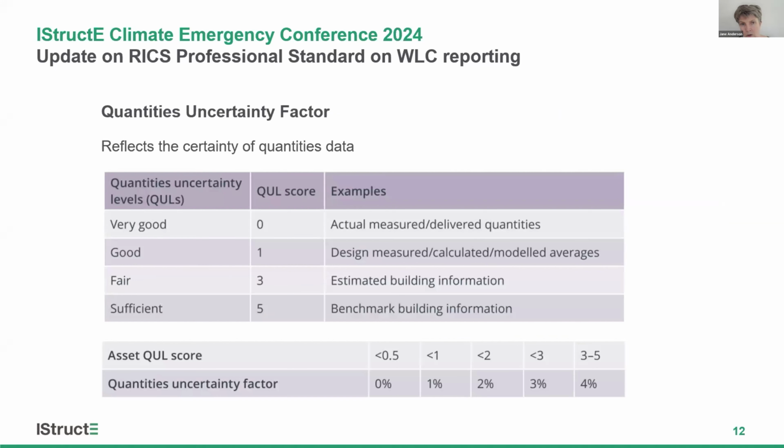And then finally, a quantities uncertainty factor. Again, in theory, when you're doing an as-built assessment, you should have very good actual quantities based on actual measurements or delivered quantities. But obviously, in the earlier design stages, you're less likely to have that, or much less likely to have that. So you would get a lower uncertainty factor. And all of those three things come together to give you this uncertainty factor that you add to your score.